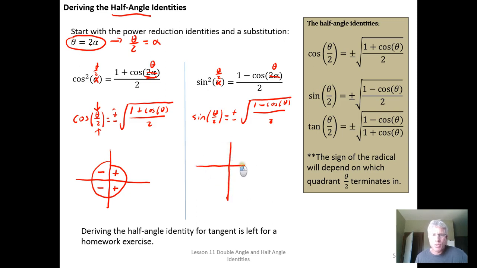We think about the unit circle. We identify that the sine is the y-coordinate on the unit circle, so if theta over 2 is an angle that lives in quadrants 1 or 2, the y-coordinates will be positive. We would pick the positive square root, whereas if theta over 2 lives in quadrants 3 or 4, where the y-coordinates are negative, then we need to pick the negative square root. And the tangent function, you get to derive this identity as a homework exercise. How exciting is that?